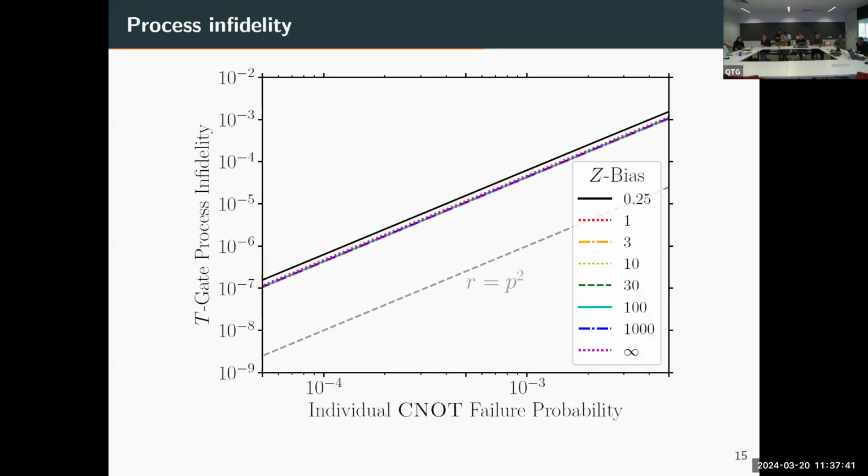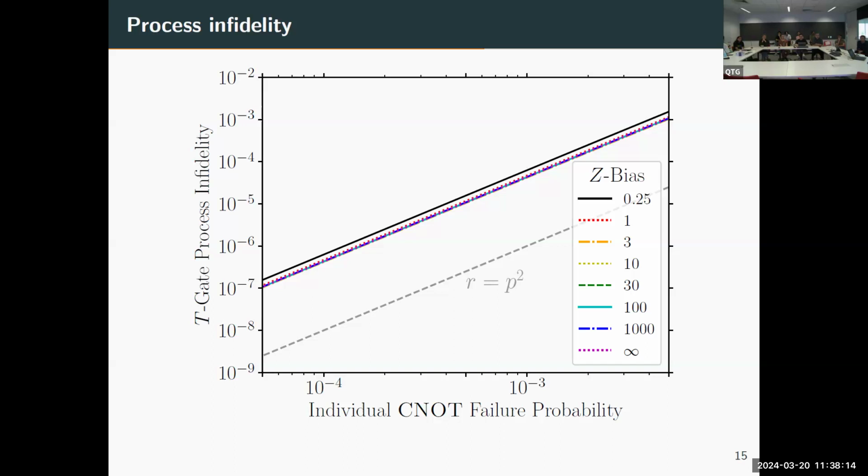I often make the mistake of assuming that plots are just self-evident, so I'll actually explain what's going on here. On the x-axis is the failure rate P, and on the y-axis we're looking at the logical infidelity of the noise. All of these different lines are just different levels of Z bias. The first thing that's immediately obvious is that there doesn't seem to be much dependence on Z bias here.